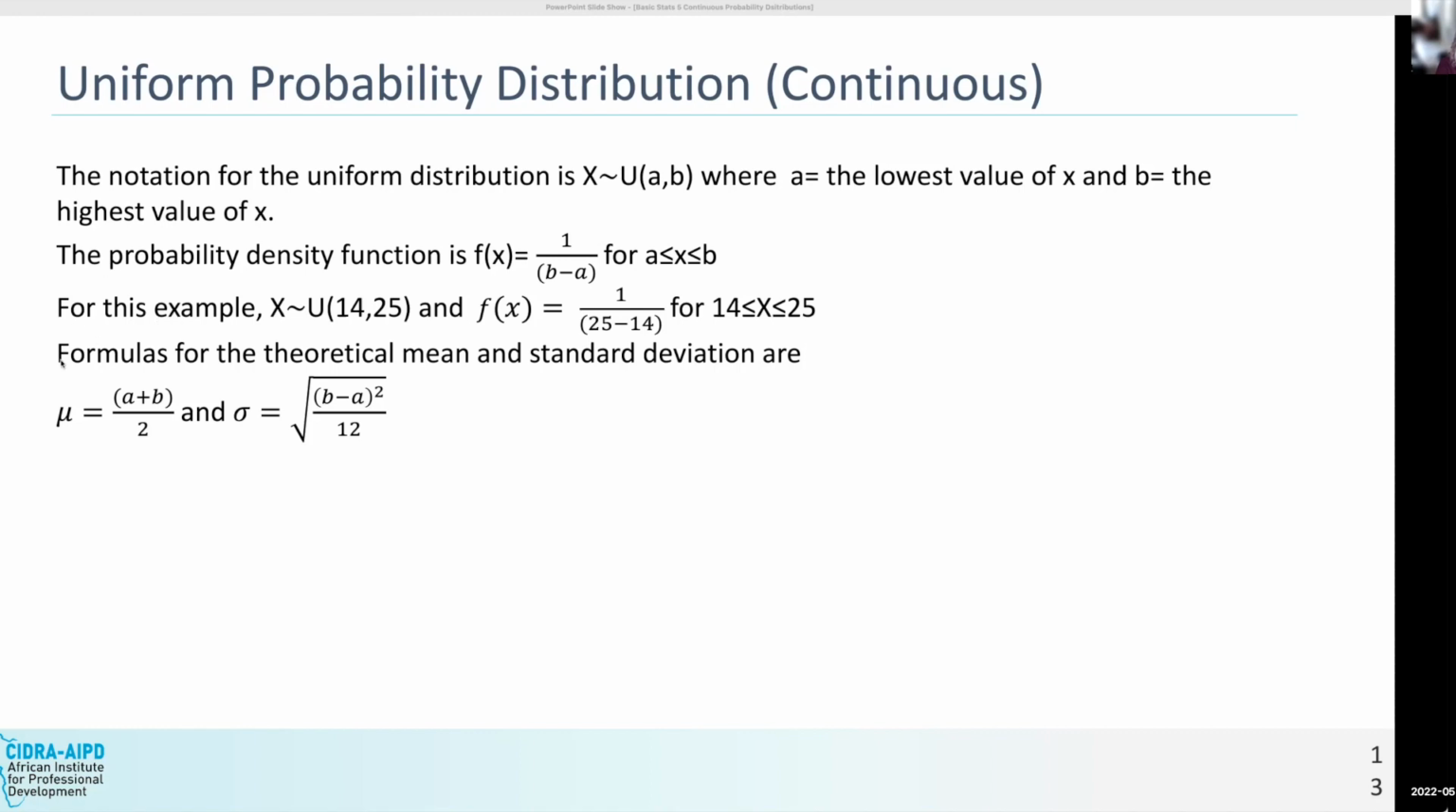So for this example, we saw on the previous page with the oil changes, x is uniformly distributed between 14 and 25. And then f of x is 1 over 25 minus 14 between the values of 14 and 25. And then these are the formulas for the theoretical mean and standard deviation.